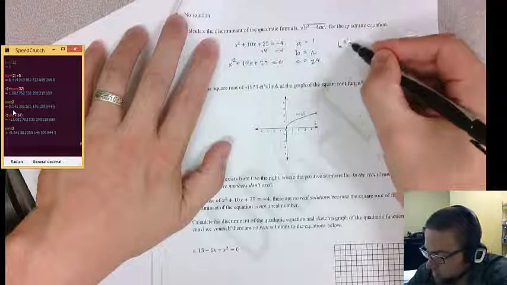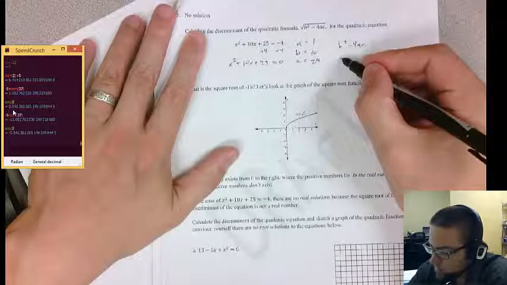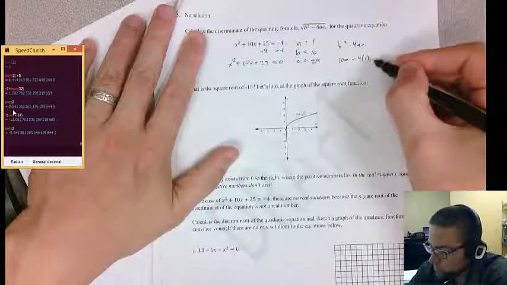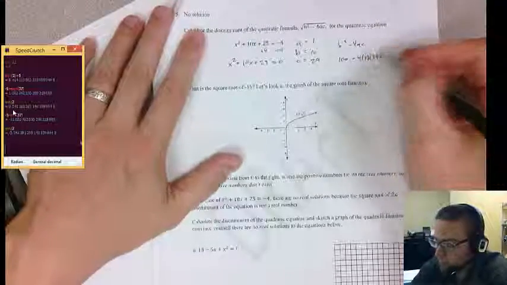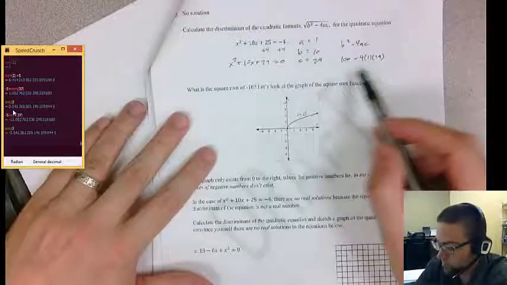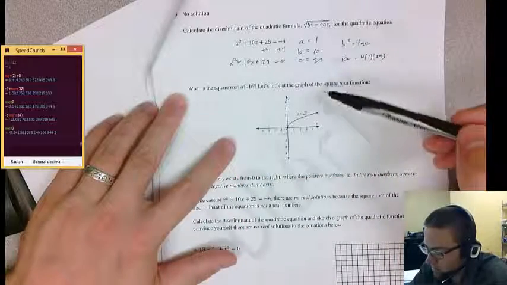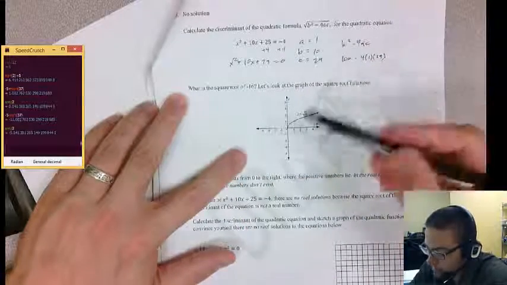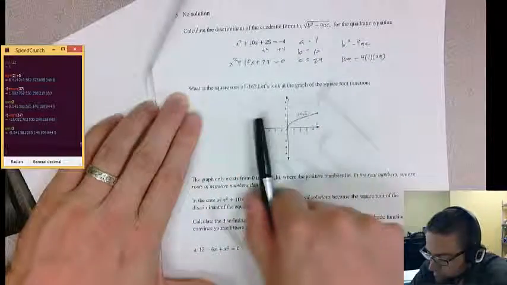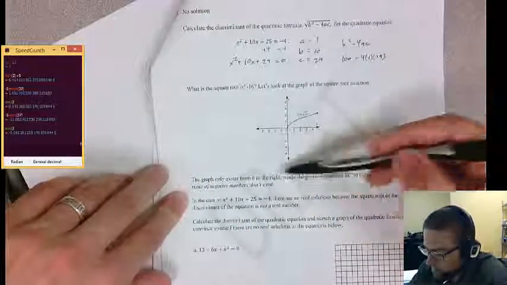So what is b squared minus 4ac? So 10 squared is 100 minus 4 times 1 times 29. Okay, so what do you get there? And when you take the square root of this number, what happens? Yeah, what is the square root of negative 16? Let's look at a graph of the square root function. So negative 16 for x. See, there are no negative square roots. The graph only exists from 0 to the right.